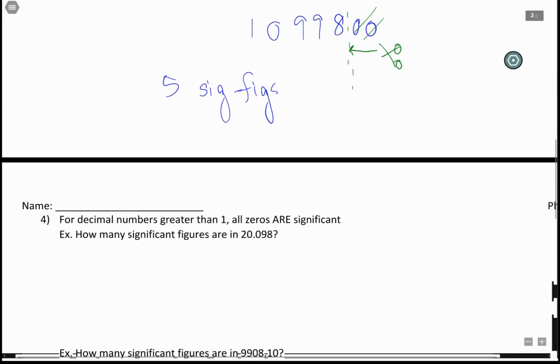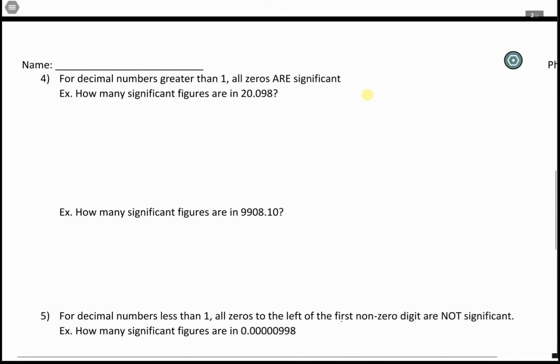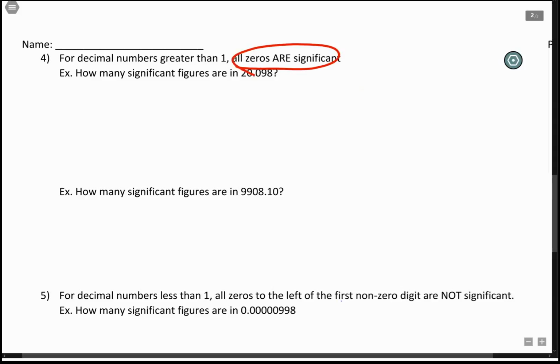Alrighty, moving on. I hope I'm not going too fast. I do have to make sure this video is under the 15-minute limit by YouTube. So moving on to number 4. We've dealt with a non-decimal number greater than 1, but what about a decimal number greater than 1? If that's the case, all our zeros are significant.